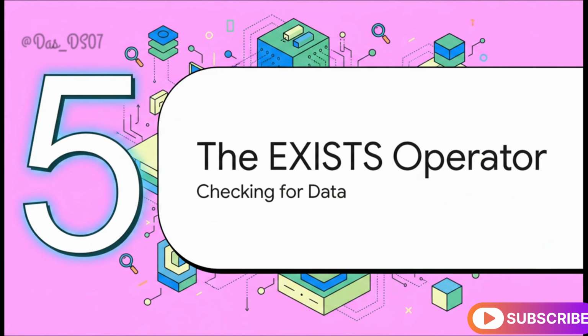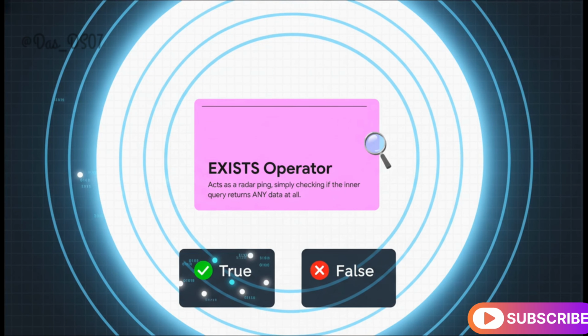Next up, checking with the EXISTS operator. Finally, let's explore another logical operator that acts just a little bit differently. The EXISTS operator acts kind of like a radar ping. It simply checks if the inner query returns any data at all, which results in a simple true or false. Unlike the IN operator, EXISTS really doesn't care about the specific values in a list. It doesn't care if the list contains club IDs 2, 4, or 1,000,000. It just wants to know, did the inner query find anything at all?